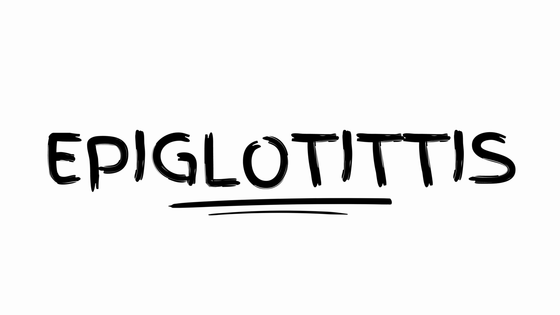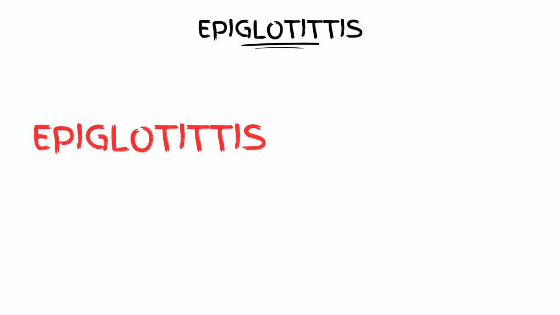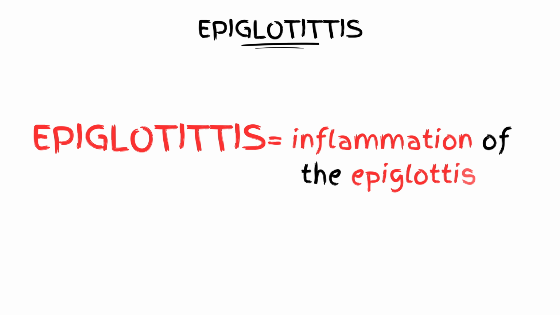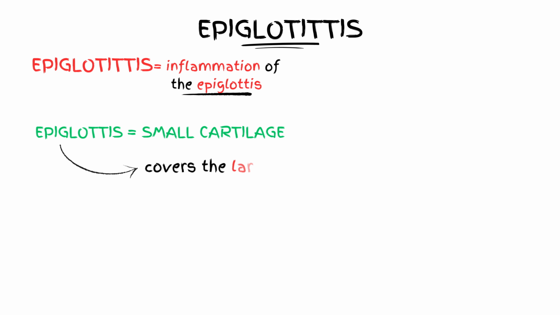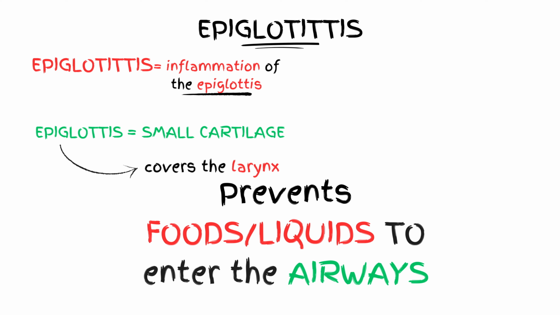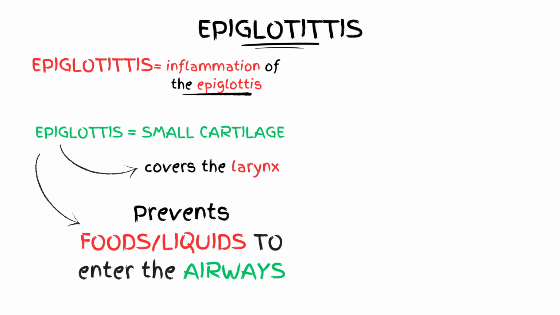In this video we will talk about epiglottitis. Epiglottitis is the word used for the inflammation of the epiglottis. The epiglottis is a small cartilage that covers the larynx. Its role is to prevent foods or liquids from entering the airways.